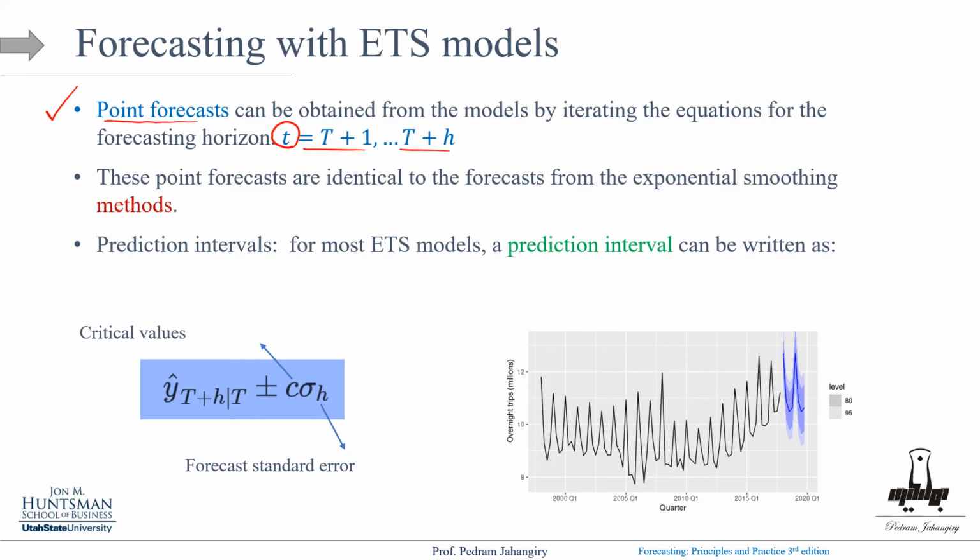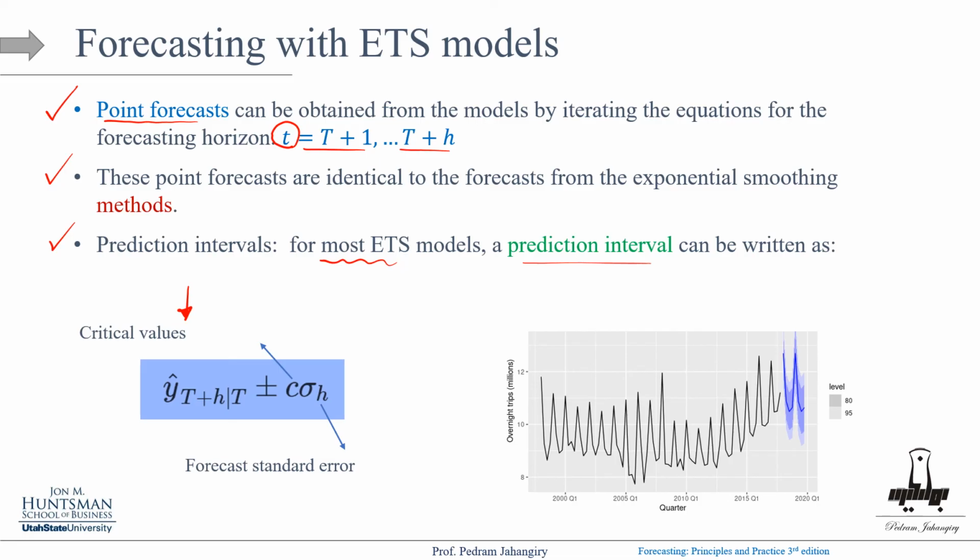So this is pretty much the same as exponential smoothing methods. And on top of that, we can come up with prediction intervals. For most ETS models, the prediction interval can be written as this. I say most of them because for some of them we cannot come up with a closed form solution for sigma square. But computationally, Python is doing it numerically. It's not using a closed form solution, as I explained in the previous whiteboards, right?